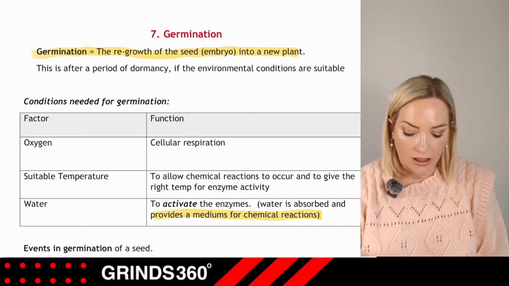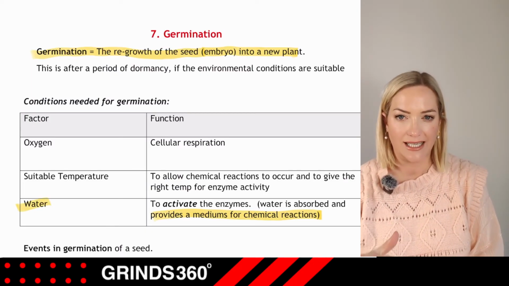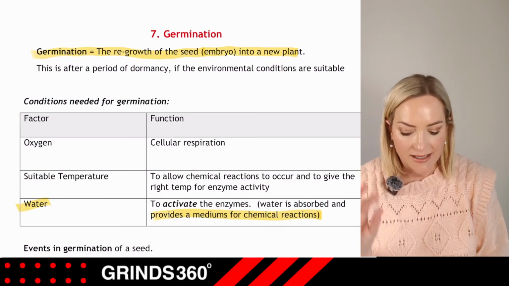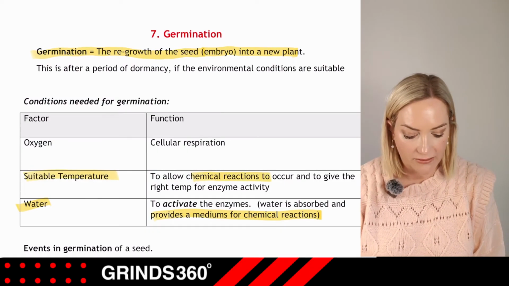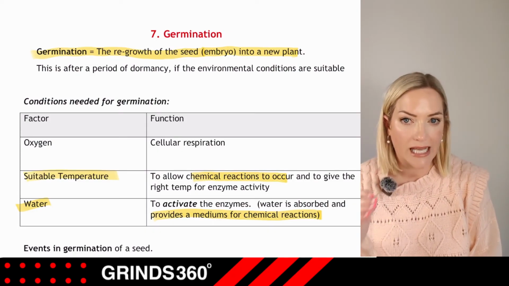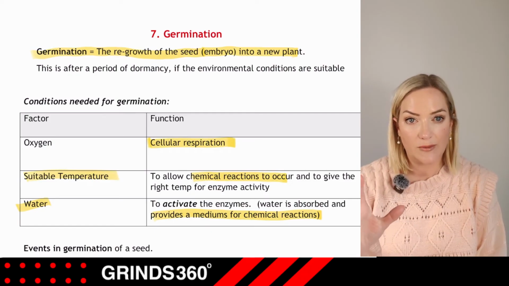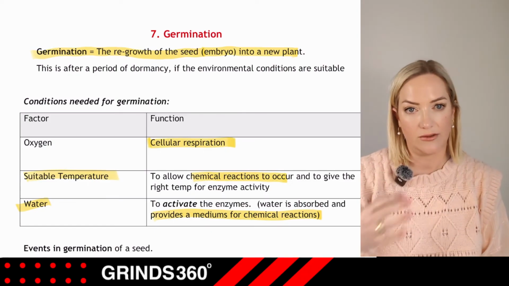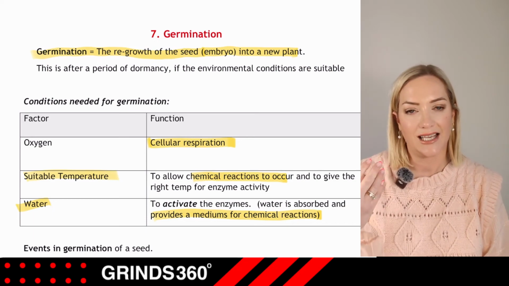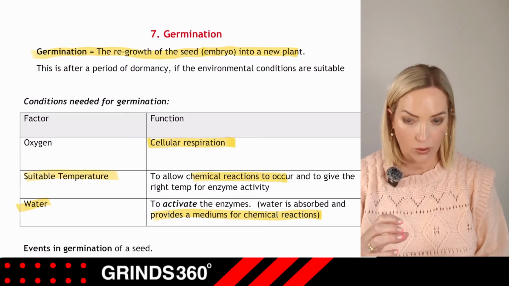So we have water first, activate the enzymes by softening the testa. Okay, so we've activated the enzymes and now we have a nice suitable temperature. So the suitable temperature will cause chemical reactions to occur. One example of the chemical reactions is cellular respiration. So this is where we have glucose, in the presence of oxygen, will help to form CO2, carbon dioxide, and water and energy. So there's a link there. So this is really important.